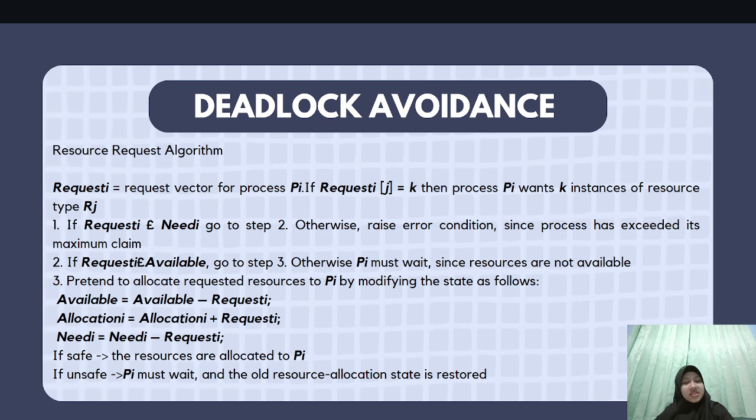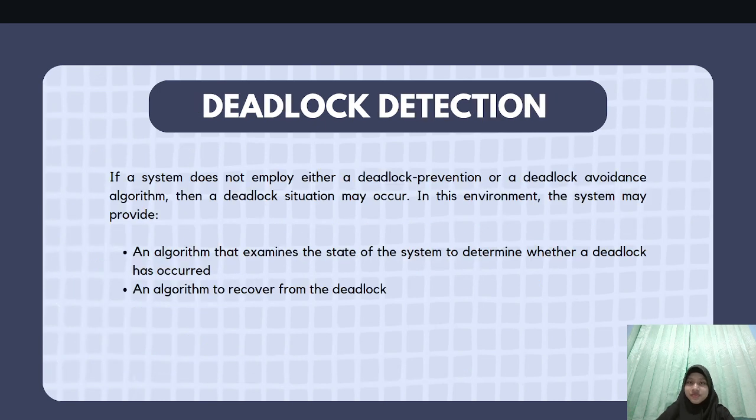Step 3. Pretend to allocate the requested resources to Pi by modifying the state as follows. Available equals Available minus Request_i. Allocation_i equals Allocation_i plus Request_i. Need_i equals Need_i minus Request_i. If safe, the resources are allocated to Pi. If unsafe, Pi must wait, and the old resource allocation state is restored.